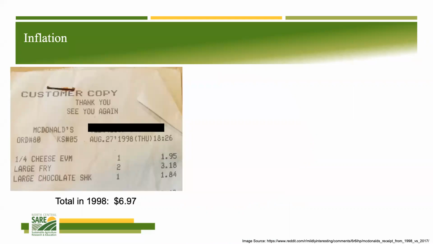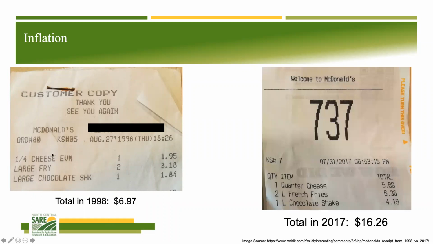What we can do, as I mentioned, is look at this from the perspective of a cheeseburger. Now, these receipts are in Canadian dollars, so just note that. We can compare an exact McDonald's receipt: quarter pounder with cheese, 2 large fries, and a chocolate shake, 2017 compared to 1998. You can see basically $7 compared to $16.26. And what that represents, again, is the consequential rise of the price of goods and services over time.